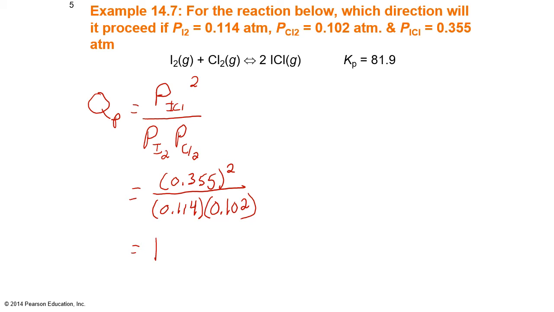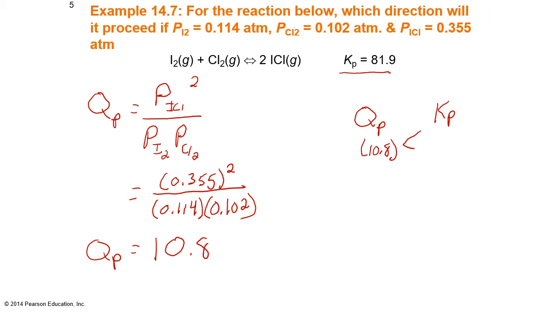So our QP is equal to 10.8. We're going to compare that to the KP for the chemical reaction, which is 81.9. And so our Q, which is the 10.8, is smaller than the K, which is 81.9. And so that means that our reaction is going to proceed to the right to form more products. So we're going to produce more products in this chemical reaction.